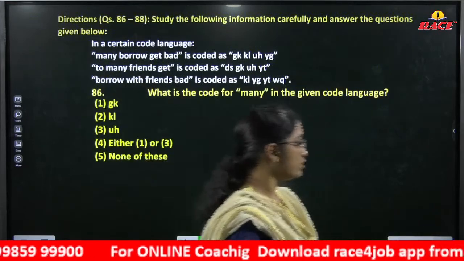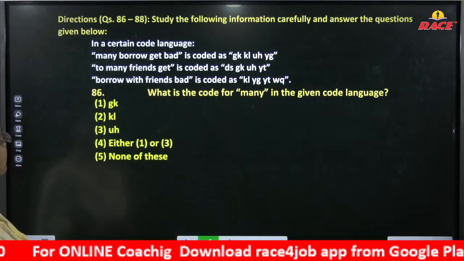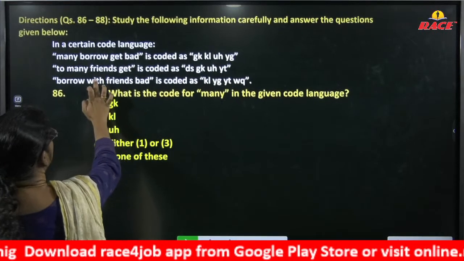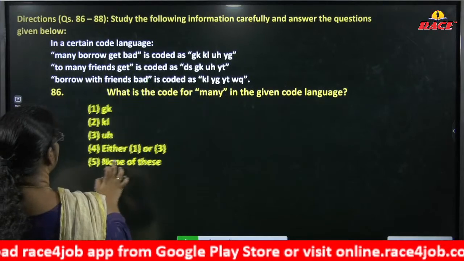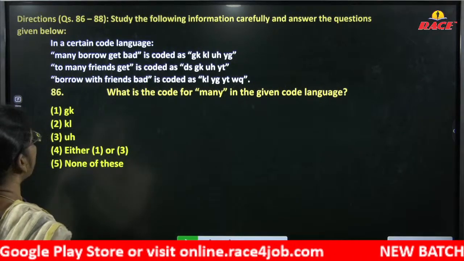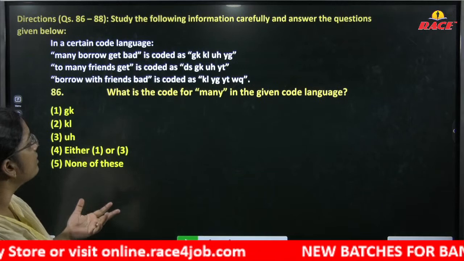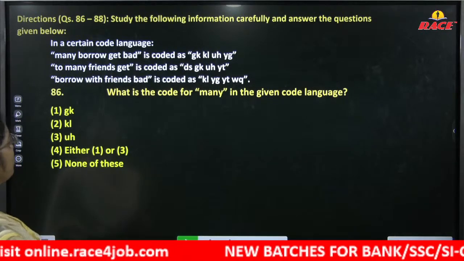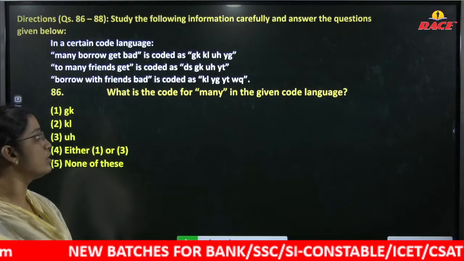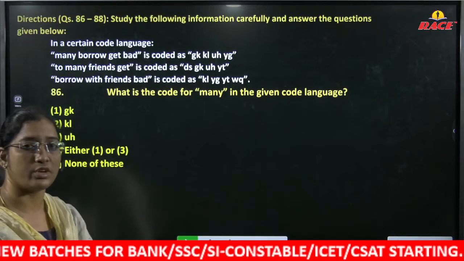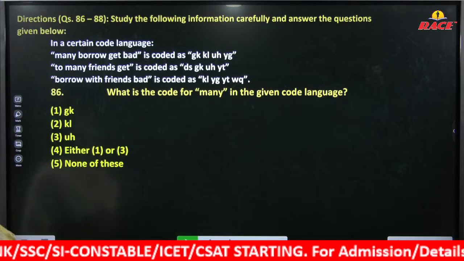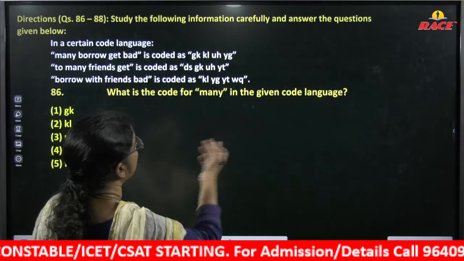Then move to the next question. Here we have one question related to coding. In a certain code language, many borrow get bad is coded as GK, KL, UH, YG. They are giving some information like this, so this question is related to substitutional coding. We have three different types of questions in coding and decoding. Our question is, what is the code for many in the given code language?